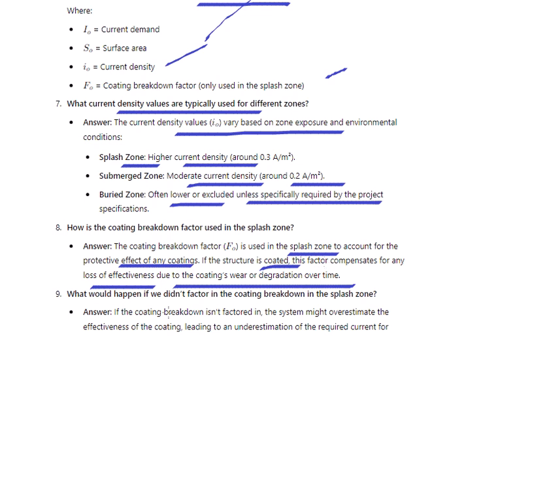What would happen if we didn't factor in the coating breakdown in the splash zone? If the coating breakdown is not factored in, the system might overestimate the effectiveness of the coating. If you don't consider the coating breakdown, it might overestimate the effectiveness of the coating, leading to underestimation of the current.